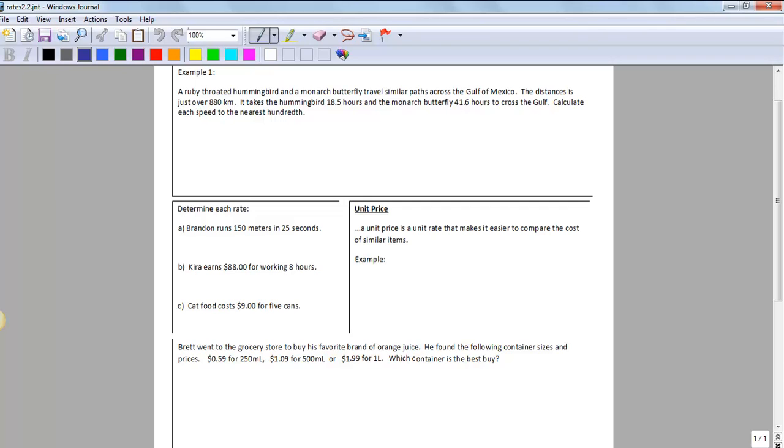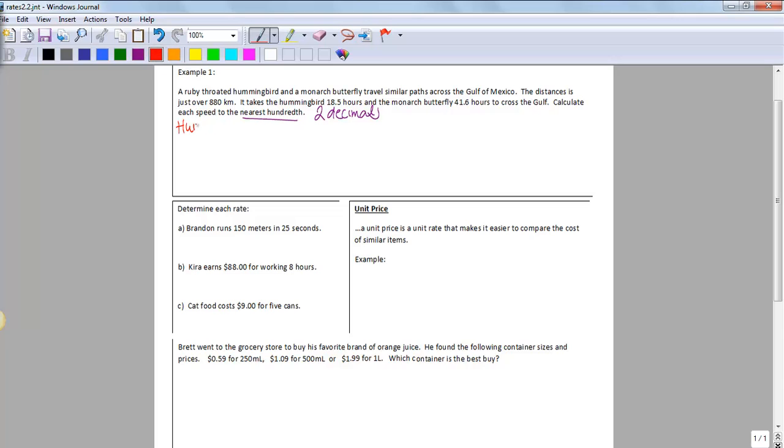So here we go. We want to see which one's faster. They do the same distance, different times. We need to make it a unit rate. We need to make it per kilometer, or per time, so that we can actually compare. Now remember that nearest hundredth means 2 decimals. So we've got 2 questions in one.